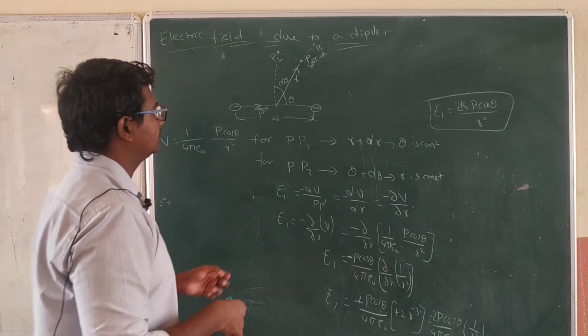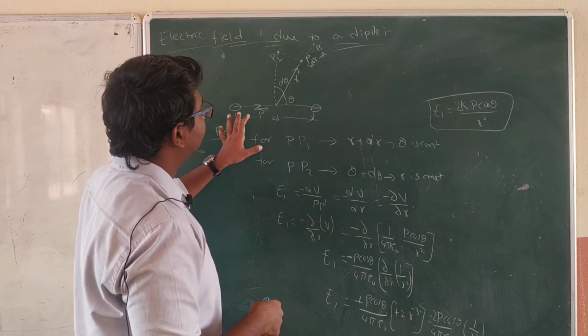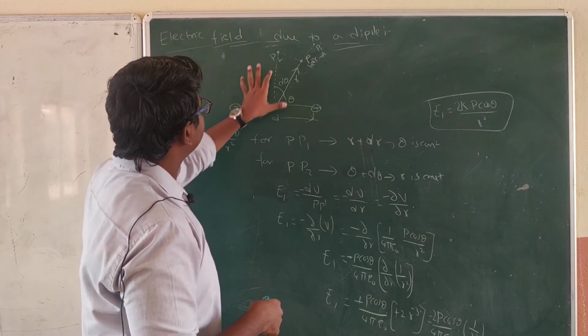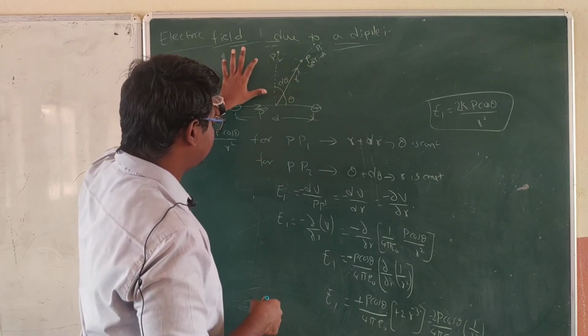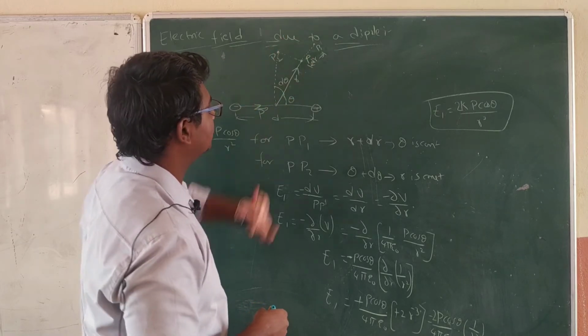This is the electric field due to this displacement. What is the displacement? Here to there, that's it.